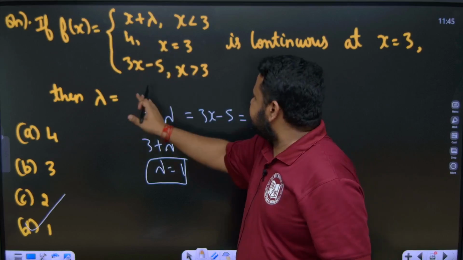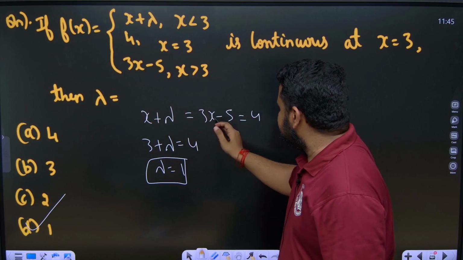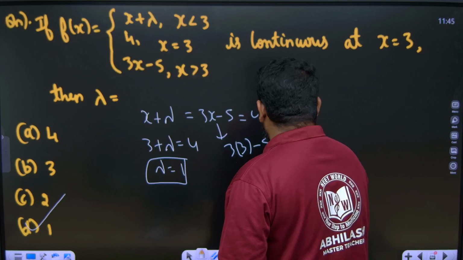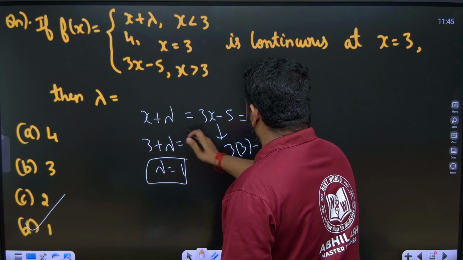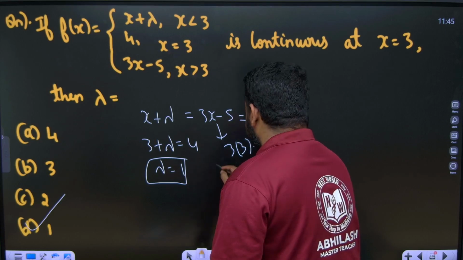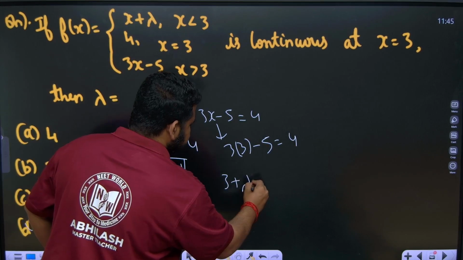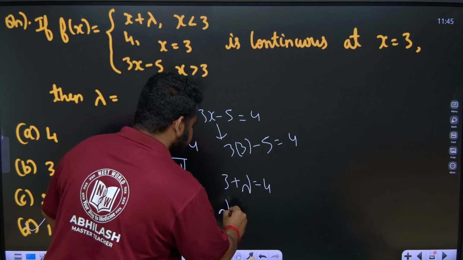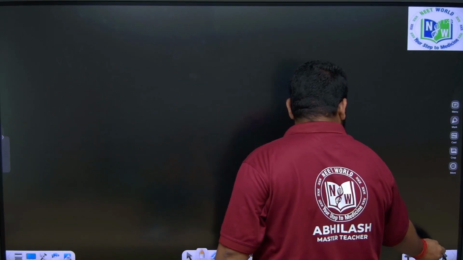So simple. Otherwise, for the right-handed limit, if I put x is equal to 3, this will become 3 into 3 is 9, 9 minus 5 is 4. So you are getting 4 directly. Otherwise, x plus lambda, if I equate it to 3x minus 5, x plus lambda is nothing but 3 plus lambda, and 3 plus lambda is equal to 3 into 3 is 9, 9 minus 5 is 4. Similarly, here also you will get lambda is equal to 1. That's it. Alright, let's move to the next question.